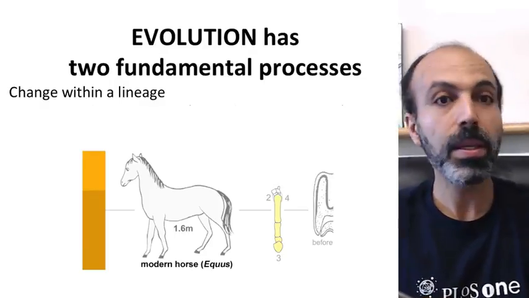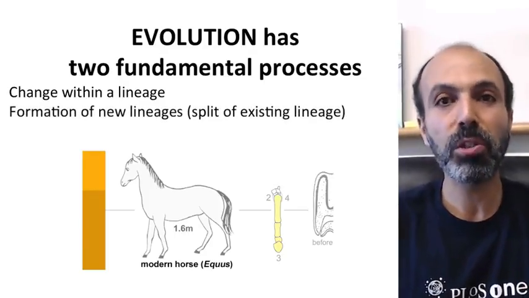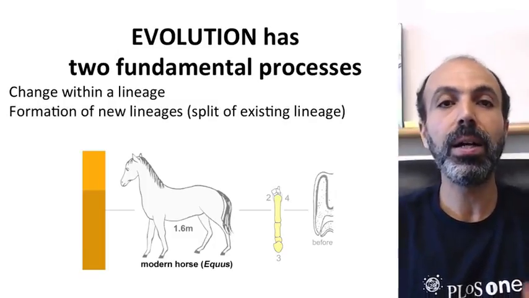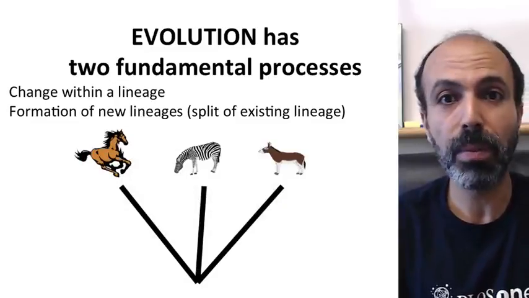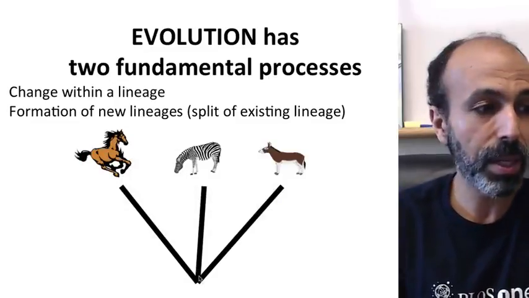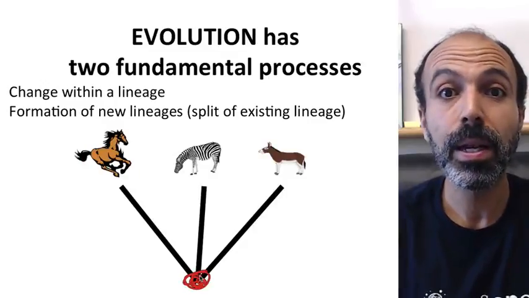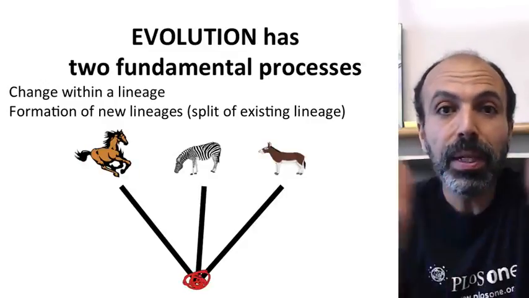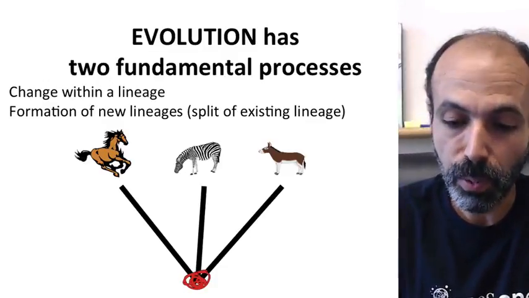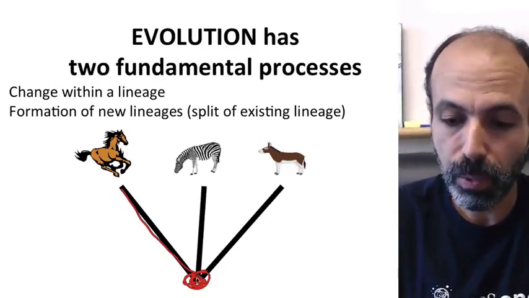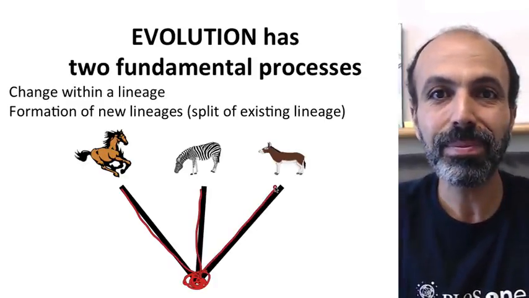Okay? The other fundamental process within evolution is the formation of new lineages, or this idea of common ancestry of species. If you were to go back many millions of years ago, horses, donkeys, and zebras all shared a single common ancestor species. But then that single species split into what became three new species. One of them evolved into the modern horse, one evolved into the modern zebra, one evolved into the modern donkey.